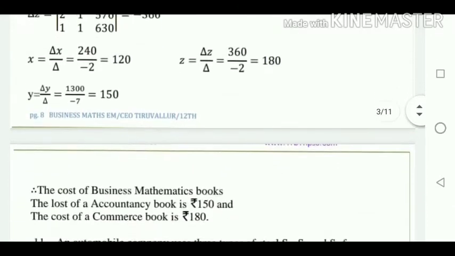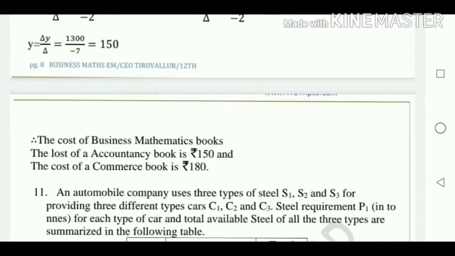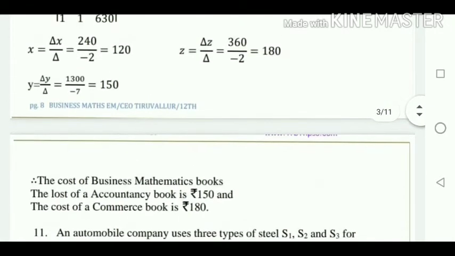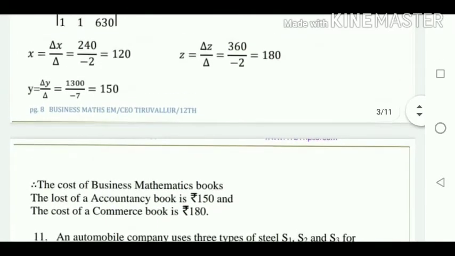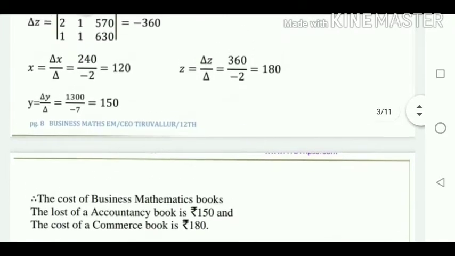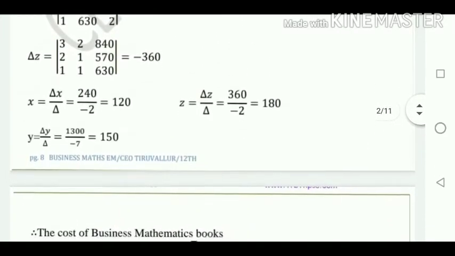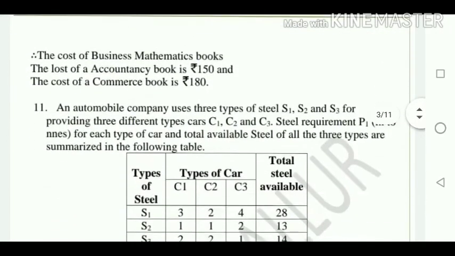Therefore the cost of the business mathematics book is 120, the cost of the accountancy book is 150, and the cost of the commerce book is 180. These are the solution for this sum. Already we revised this sum. Copy those sums. Some printing mistakes are there, correct them. Then the next question.